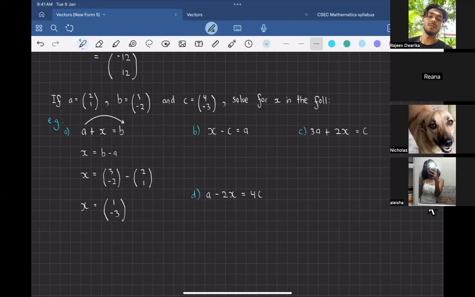So my advice is find for x first, then substitute the vectors.